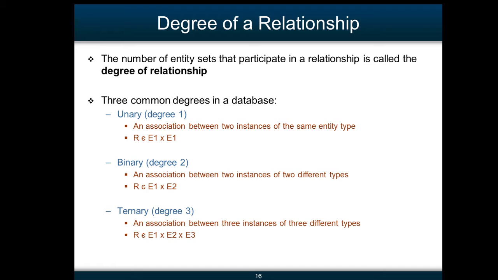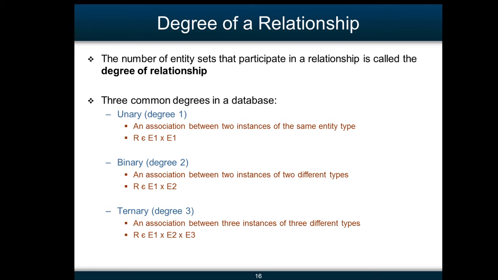Degree of a relationship. The number of entity sets that participate in a relationship is called the degree of relationship. Three common degrees in a database are unary with degree 1, binary with degree 2, and ternary with degree 3. A unary is an association between two instances of the same entity type. That is, R is a relation whose elements are E1 and E1.